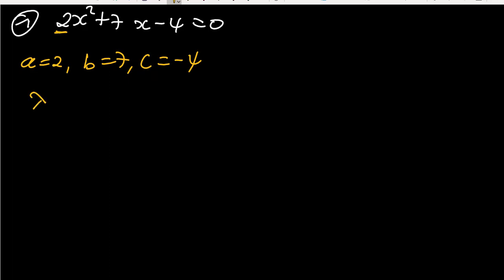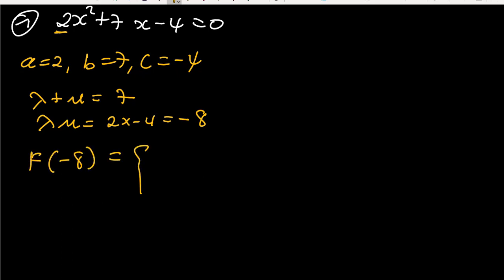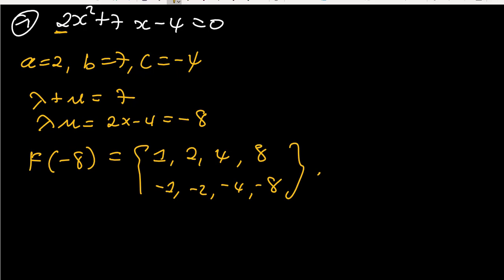So we are going to look for two numbers, say lambda and mu, such that lambda plus mu is equal to 7, and lambda mu should give me AC, which is 2 times negative 4, which is negative 8. And so what are the two numbers? The easiest way to get this is to write down the factors of negative 8. So we write down the positive and negative factors: 1, 2, 4, 8, negative 1, negative 2, negative 4, negative 8. So those are the factors of negative 8.